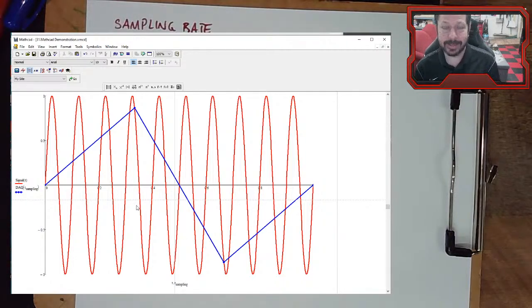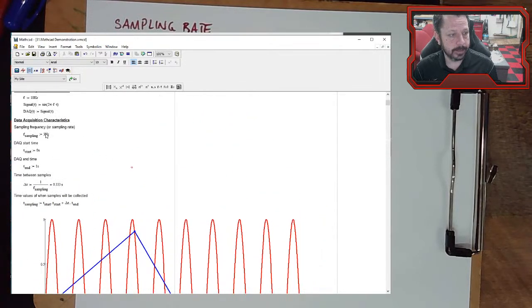So I would have aliased the 10 hertz signal down to a 1 hertz signal by sampling at the wrong rate. And I wouldn't know the difference unless I was sure ahead of time that I was looking for a 10 hertz signal. I would think, oh yeah, I found the signal right there. It is right there. And I would think it's a 1 hertz signal because it has 1 cycle in this second.